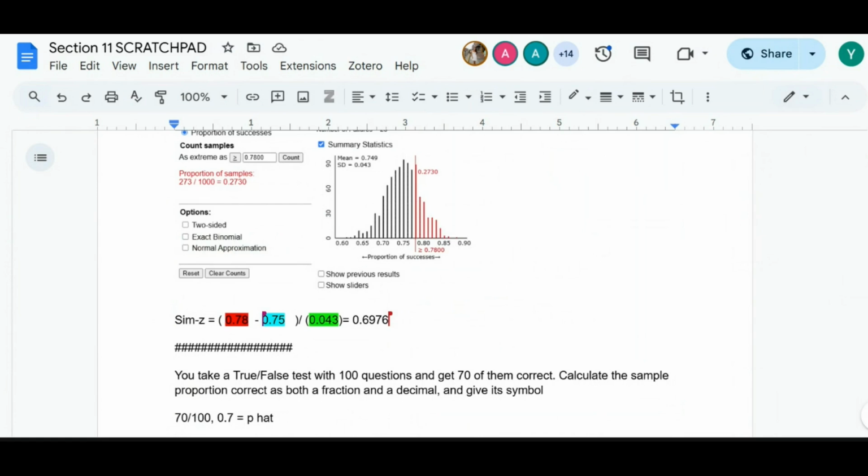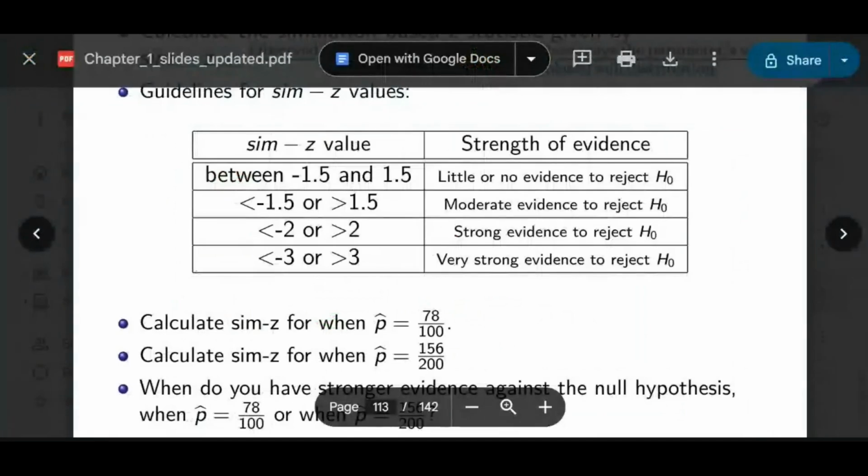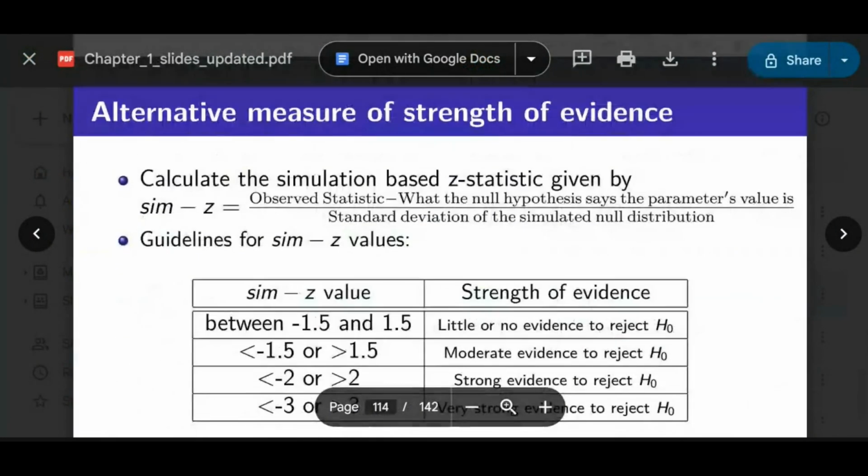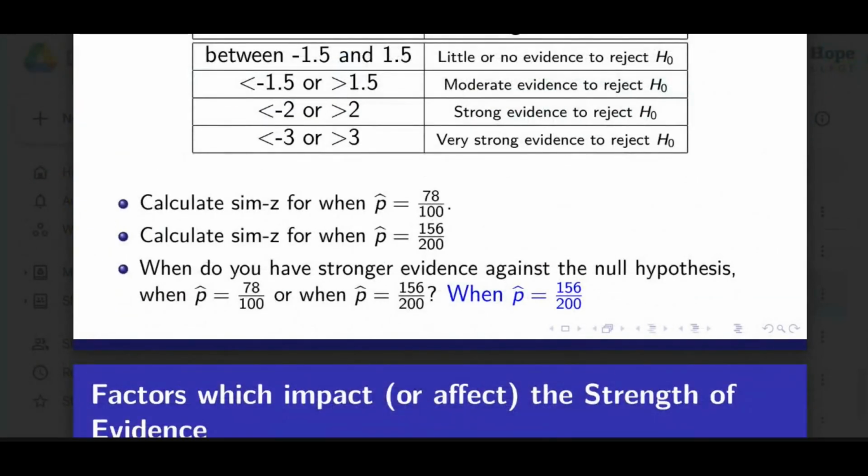So, let's finish our slides and go on to some other things I want to talk about today. When do you have stronger evidence against the null hypothesis? When your p hat is the one that came from the larger sample size, which makes sense. It's harder to get this kind of score with more tries. It's harder. So let's look at factors which affect the strength of evidence.